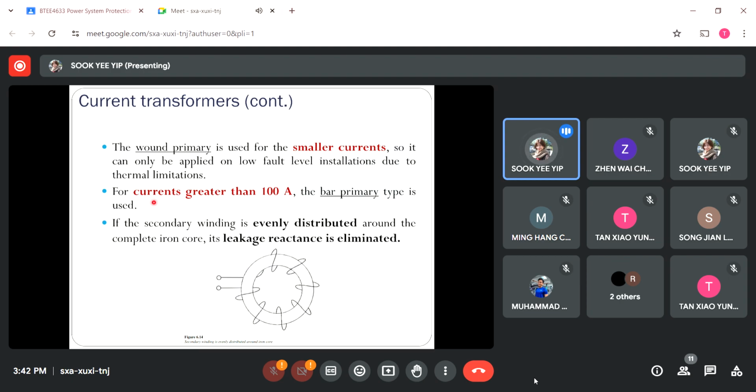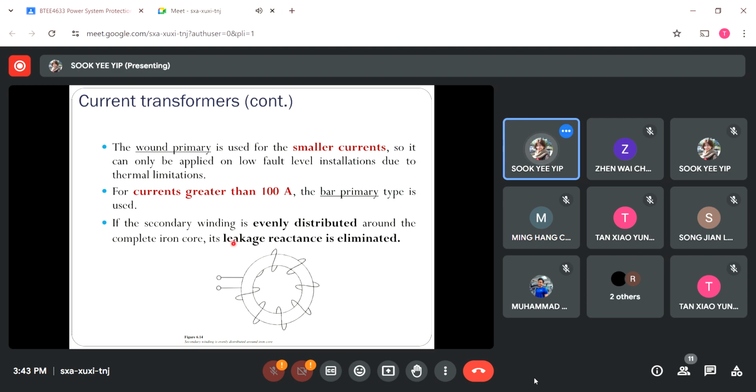So how about for the current which is more than 100 amps? For any higher rating current power networks, we will actually use bar primary types instead. We know that we have a secondary winding wound around the core for this bar type current transformer. If the secondary winding is distributed evenly around the core like this, instead of being focused at one section of the core, it's wound in an evenly distributed manner. Under these situations, the leakage of the flux can be eliminated.